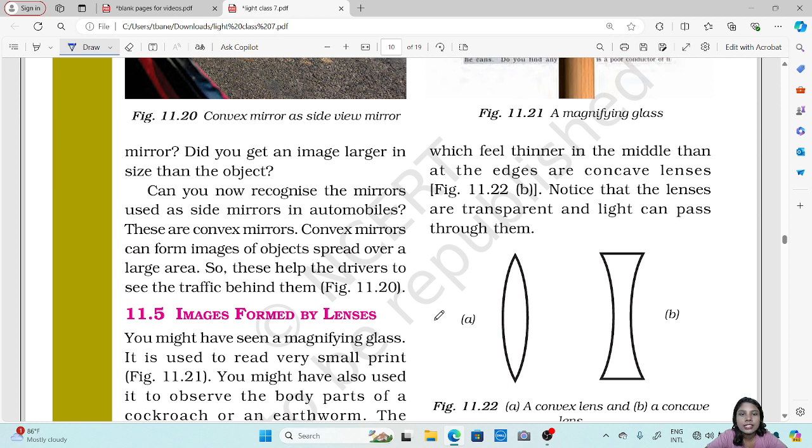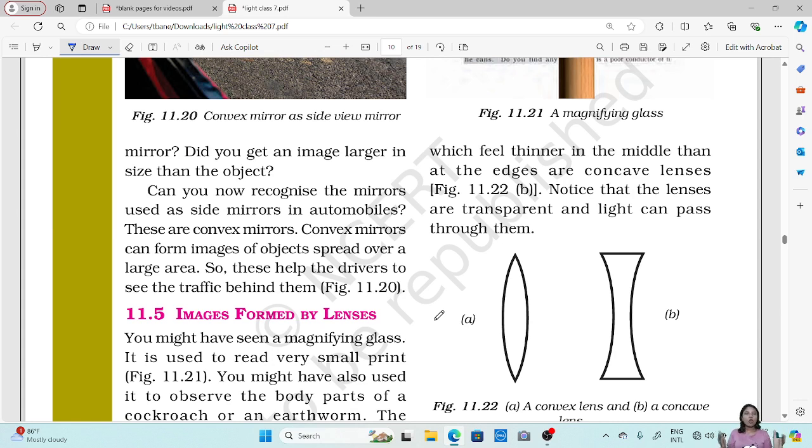So now what they are saying is that the mirrors that are used in bikes and all are convex mirrors. Convex mirrors can form images of objects spread over a large area. This helps the driver to see the traffic behind them. If we take a concave mirror, I can see only myself. I won't be able to see what is beside me.